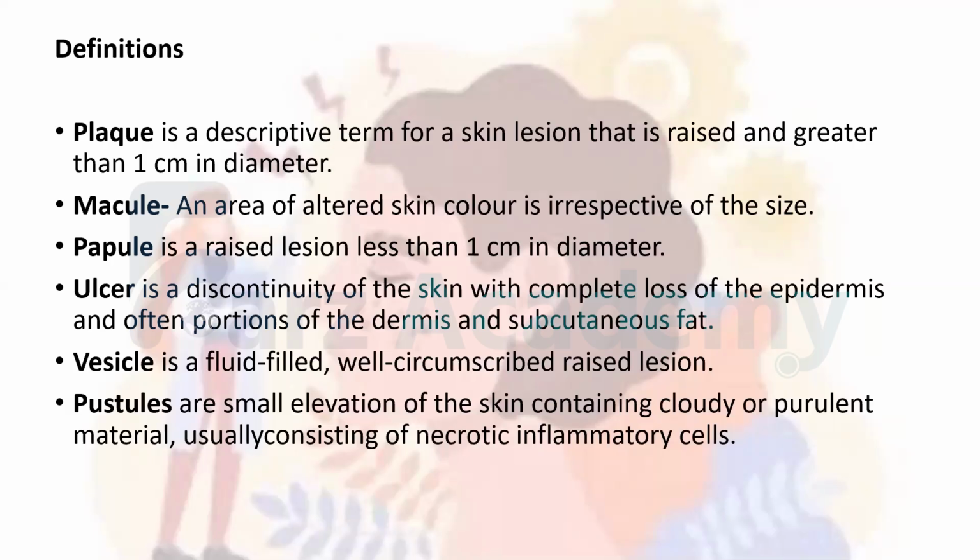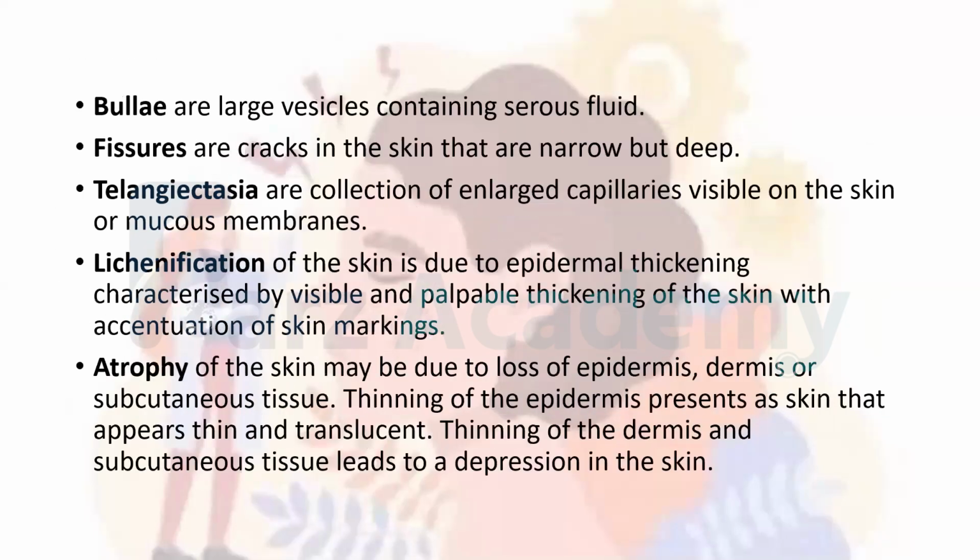A vesicle is nothing but a fluid-filled, well-circumscribed raised lesion. Pustules are a type of vesicle. Here, the fluid is usually purulent matter. These are small elevations of the skin containing cloudy or purulent matter, and usually also necrotic inflammatory cells. Next, coming on to bullae. These are large vesicles containing serous fluid. Next is a fissure. Fissures are cracks in the skin that are narrow but very deep.